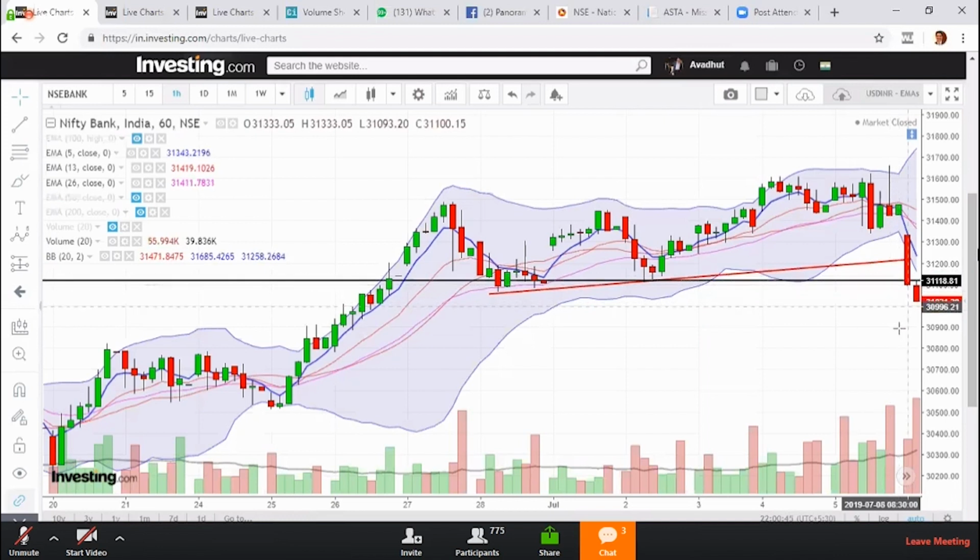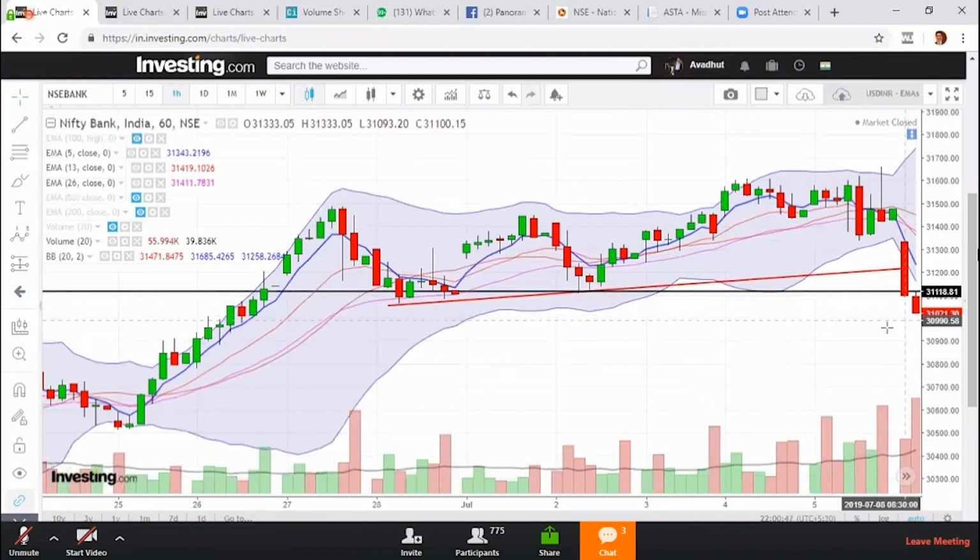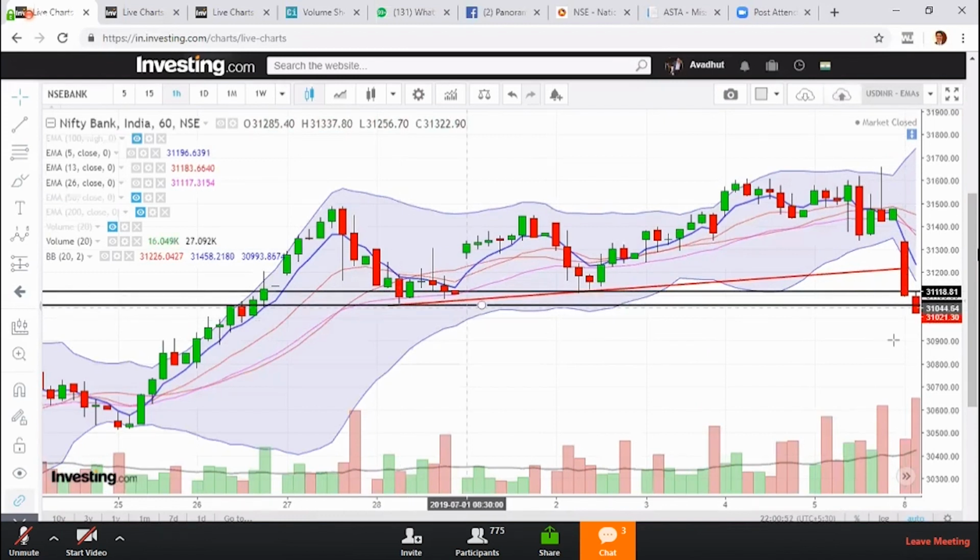After this, there was a follow through, and even this particular low was broken. There's a huge volume. So actually, I was just showing during the live webinar what is happening. I had taken a short entry in Bank Nifty right at 9:18, just within 3 minutes of market open.